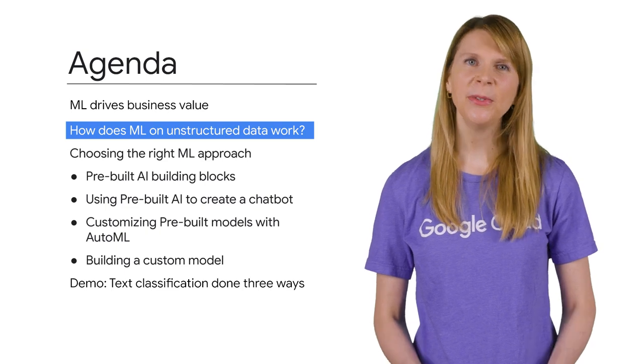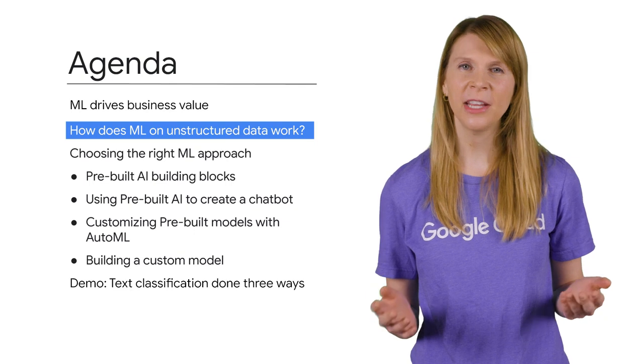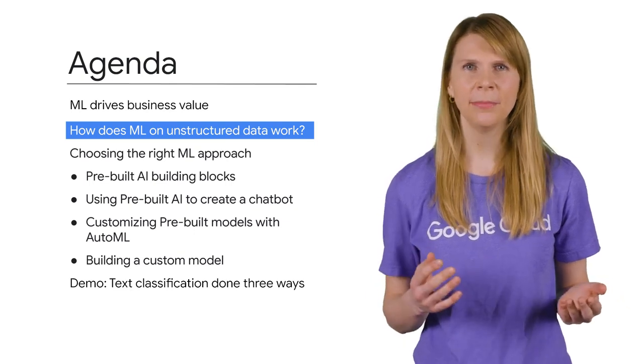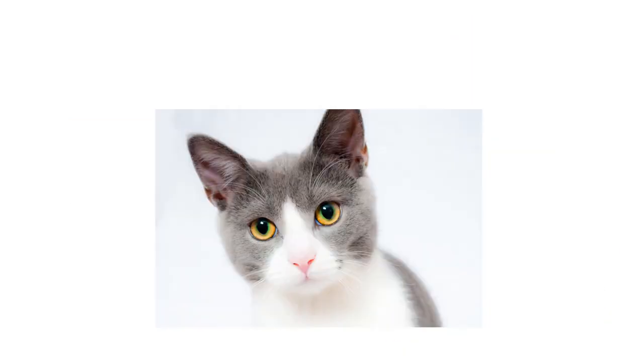Earlier in the course, you built custom models with BigQuery ML using columns of data as features and predicted the value of your labels. But what about unstructured data? How does ML learn the features? It's best illustrated with a quick example.